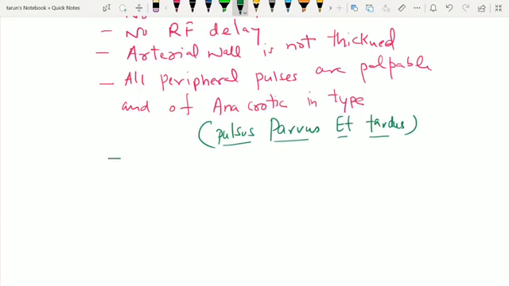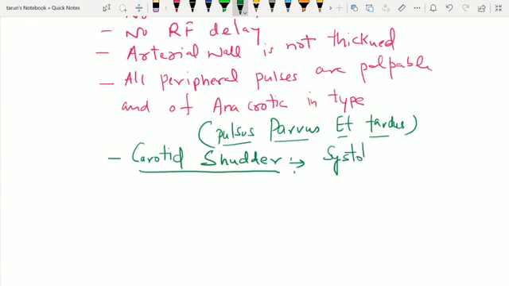Sometimes you can get carotid shudder. It is basically a systolic thrill in the carotid artery. So these are the findings you get in your pulse.